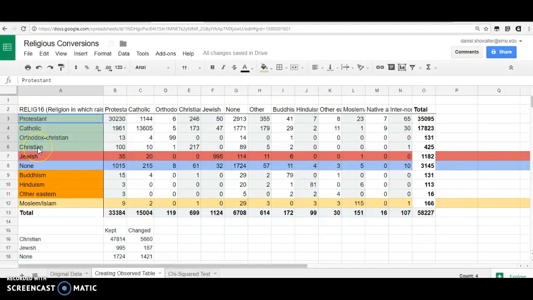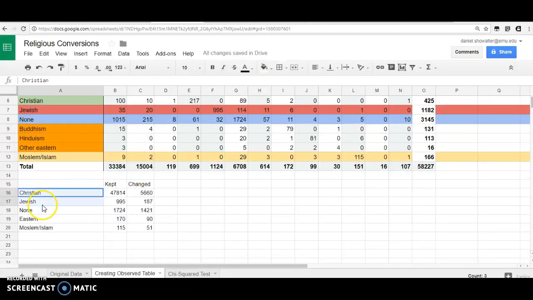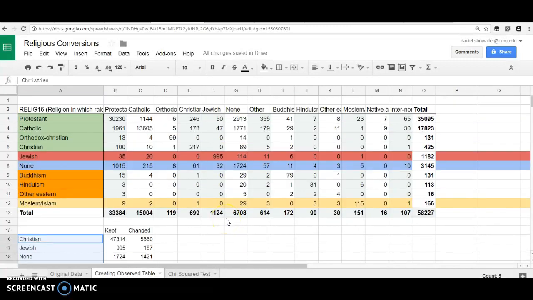So I lumped these four into one category, all into the Christian category. By all means, if you want to play around with these, change it. If you don't feel that Protestants and Catholics should be considered in the same category, feel free to do what you need to there. I also lumped together Buddhism, Hinduism, and other Eastern religions for a total of 5 categories. And then I looked at another variable, which is, did they convert to a different religion?